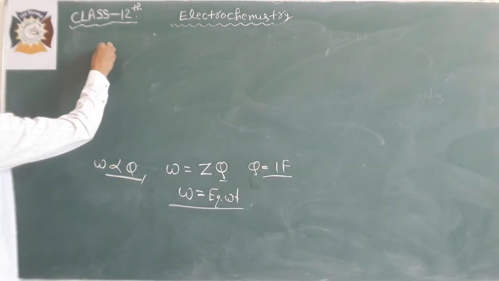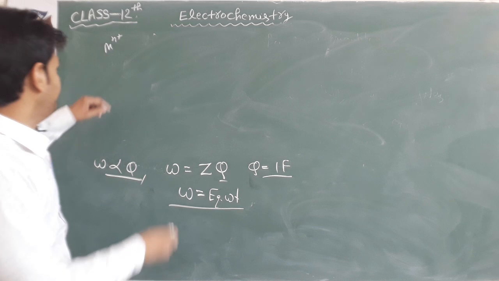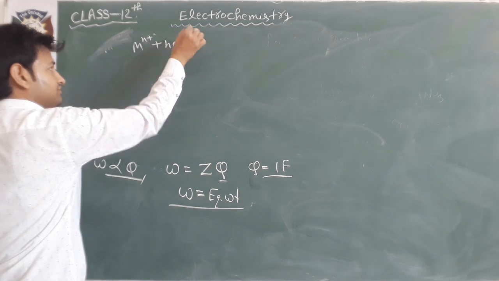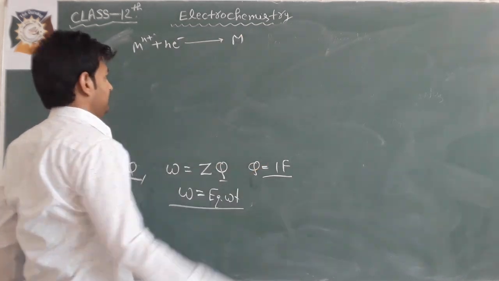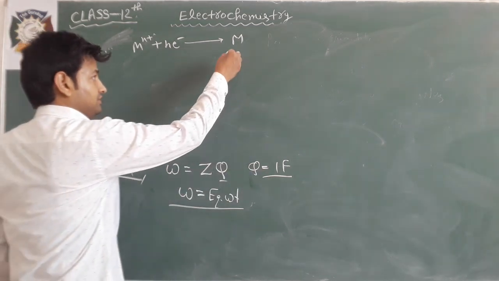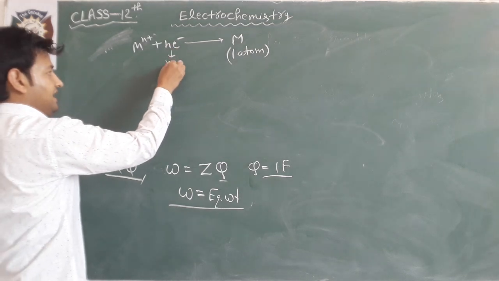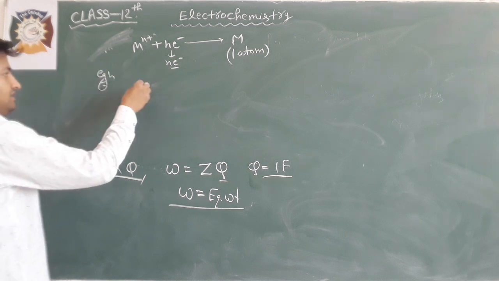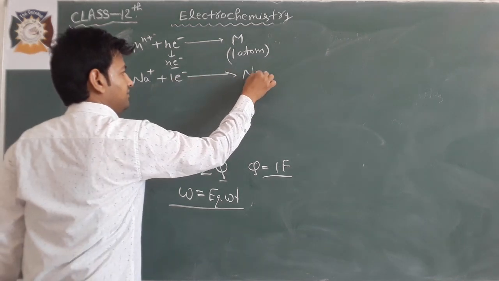If we are given Mn plus, an ion, then n electrons are required for deposition of one atom of this metal. Mn plus plus n electrons gives us the metal. For one atom of this, there is a requirement of n electrons. For example, if sodium is given as Na plus, one electron is required and it converts into sodium.